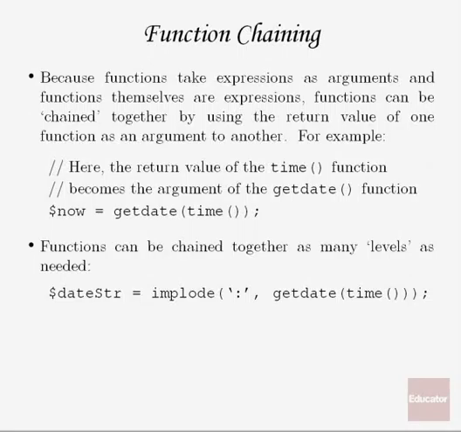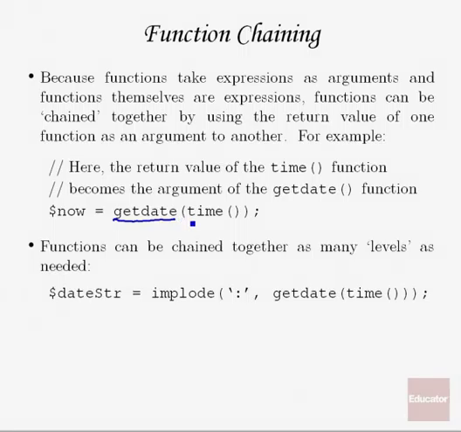Now, one thing that you can do with functions is known as function chaining. Because functions take expressions as their arguments, and a function, as we just learned, is an expression itself, it has a return value, you can use a function call as an argument to another function. So for example, PHP has a built-in function called getDate. It accepts one argument that's a timestamp, what's known as a Unix timestamp, which we'll get to in a few slides, and it outputs an array of date information.